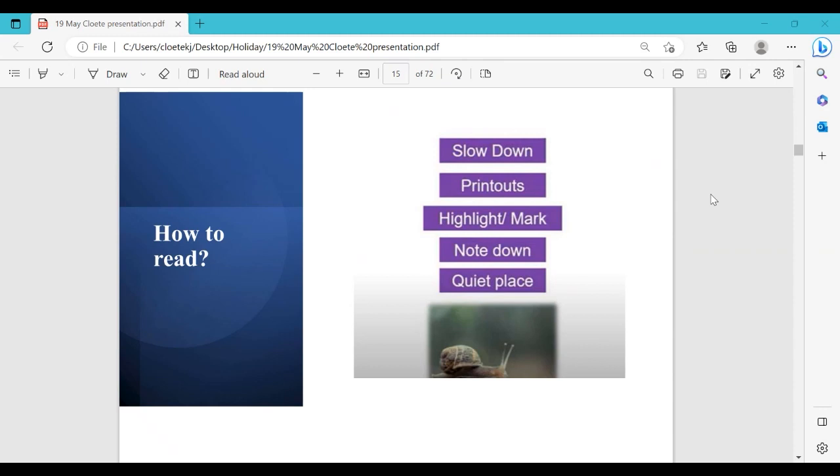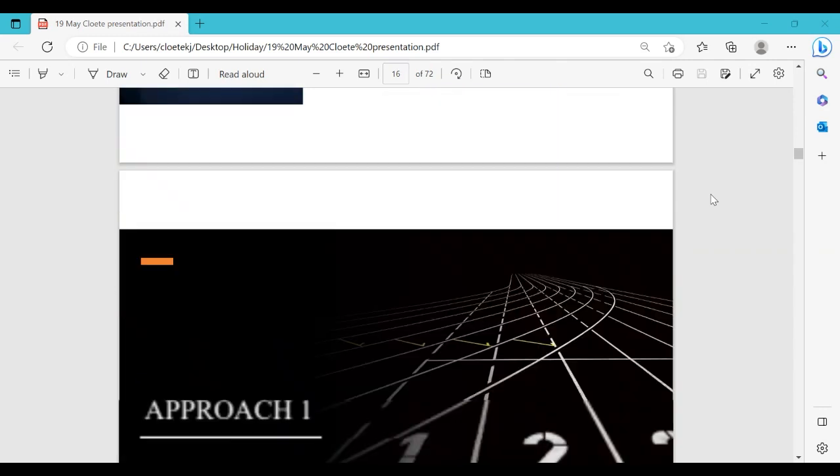Some people like reading papers on the laptop or the computer. Others like to print it out so that they can actually highlight and mark certain important points and maybe file these papers. Whereas other people want to create a Google Doc where they keep all of the articles that they can also then share with their supervisor, right? So this is all about how to read.